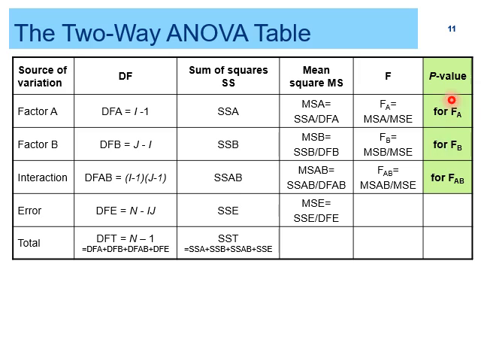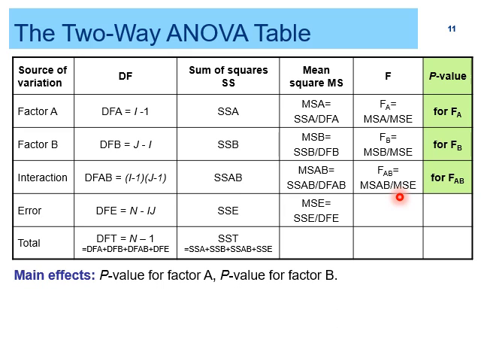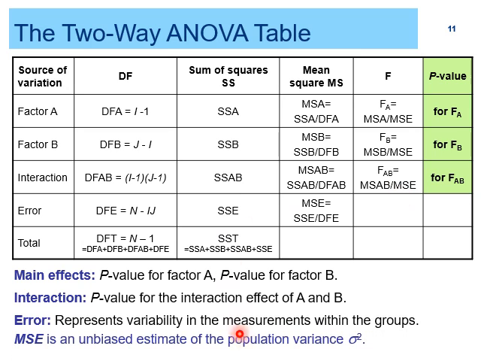And here there are three different p-values we can see. One is for factor A, one is for factor B, and for the interaction it is for FAB. The p-values for factor A and factor B are the main effects, and the interaction is the p-value of the interaction effect of A and B. Error represents the variability in the measurements within the group, and MSE is an unbiased estimate of the population variance sigma squared.